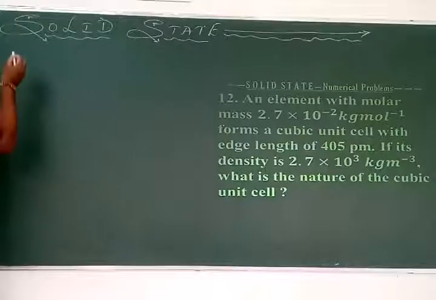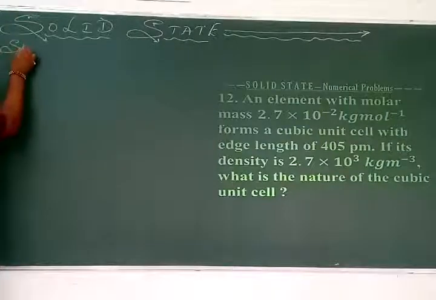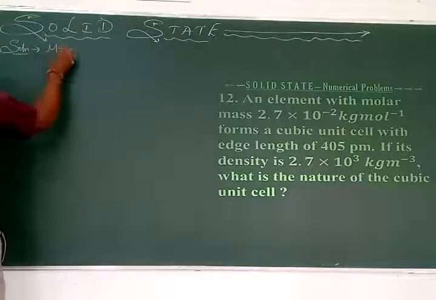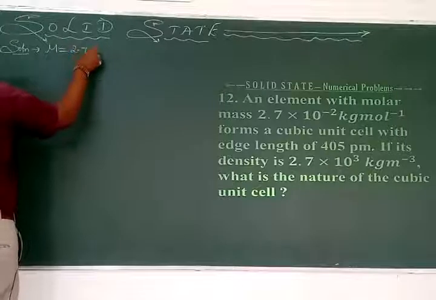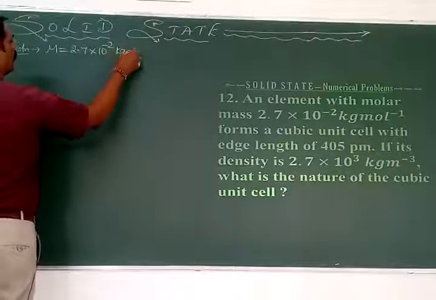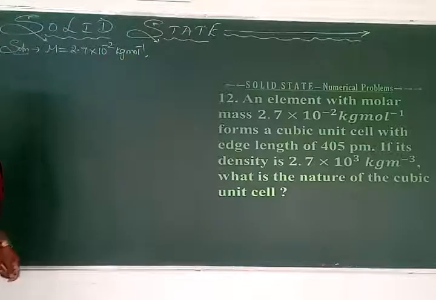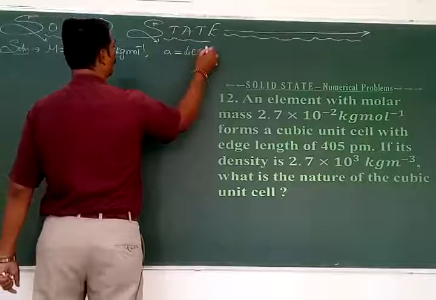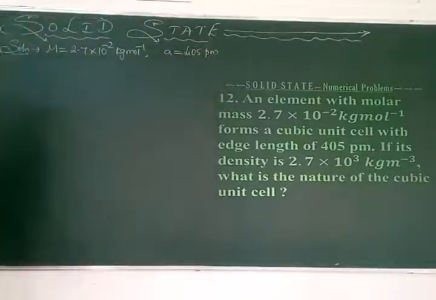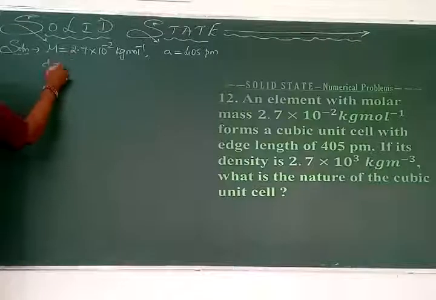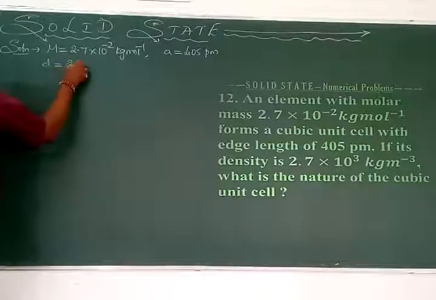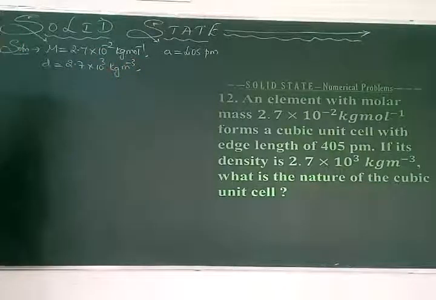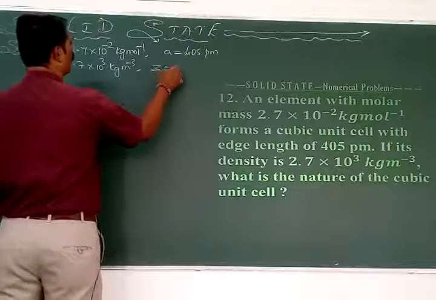So let us have the solution. The molar mass M is given as 2.7 × 10^-2 kg per mole, which is in SI units. The edge length is 405 picometer. The density is given as 2.7 × 10^3 kg per meter cube, in SI units. We have to find the value of Z.